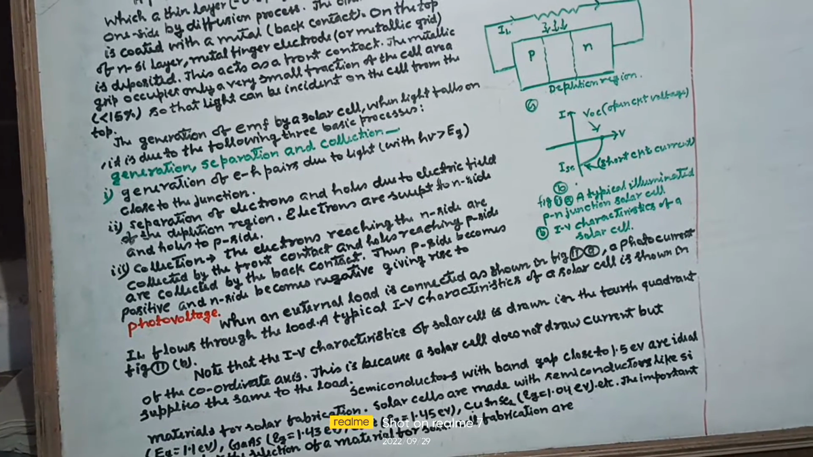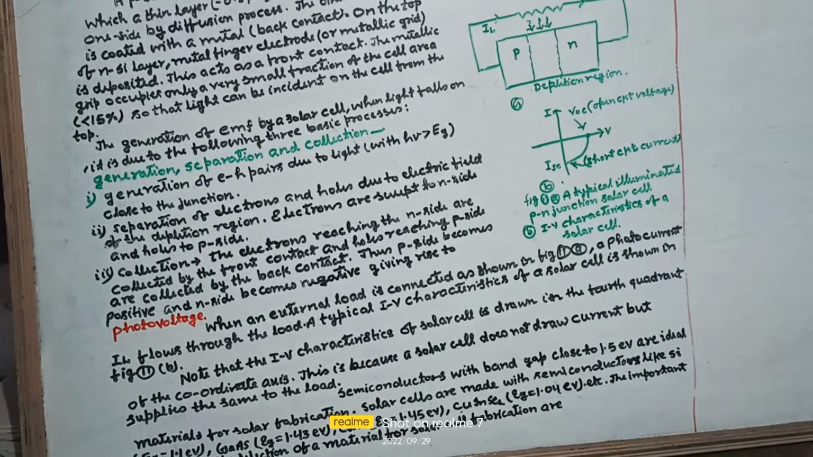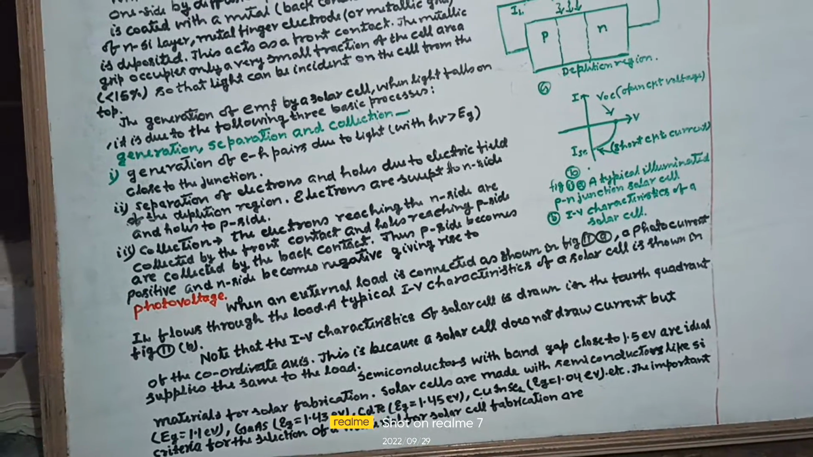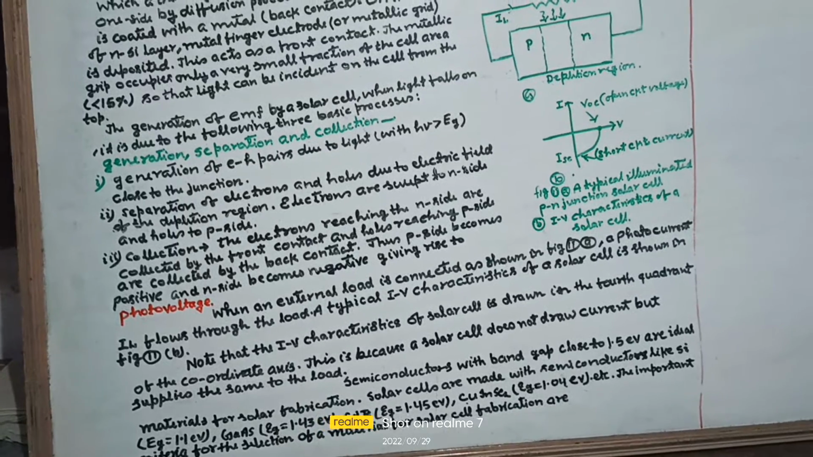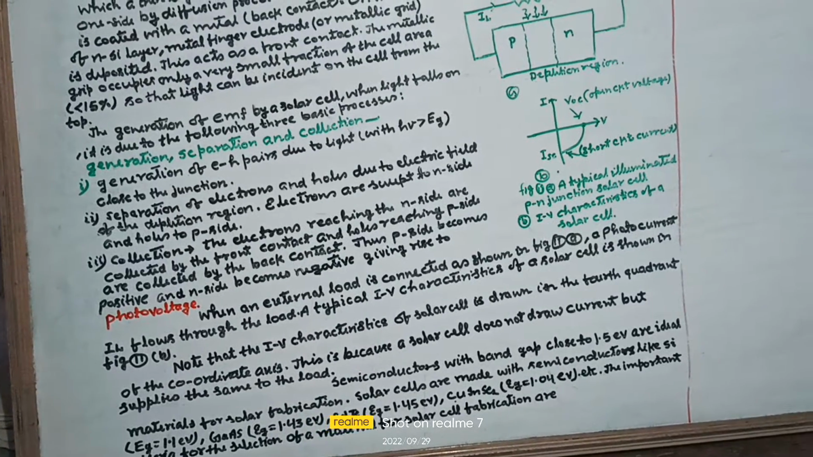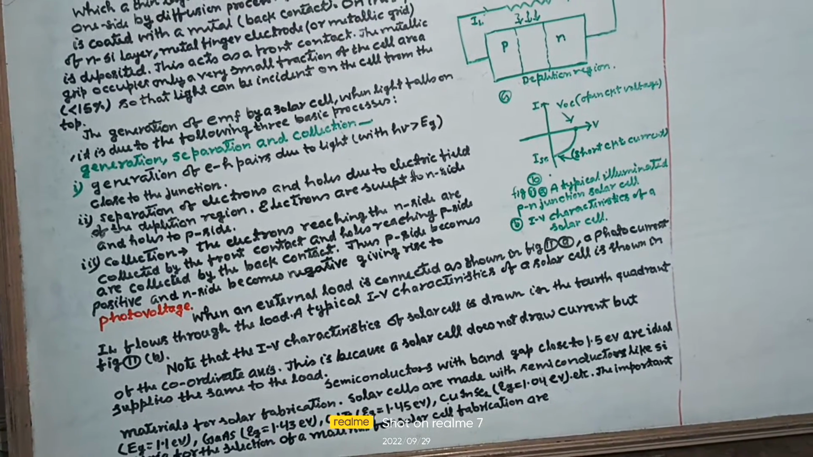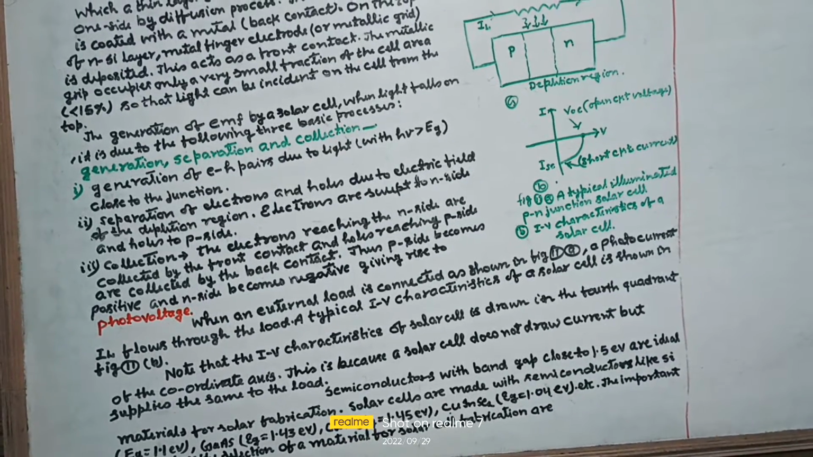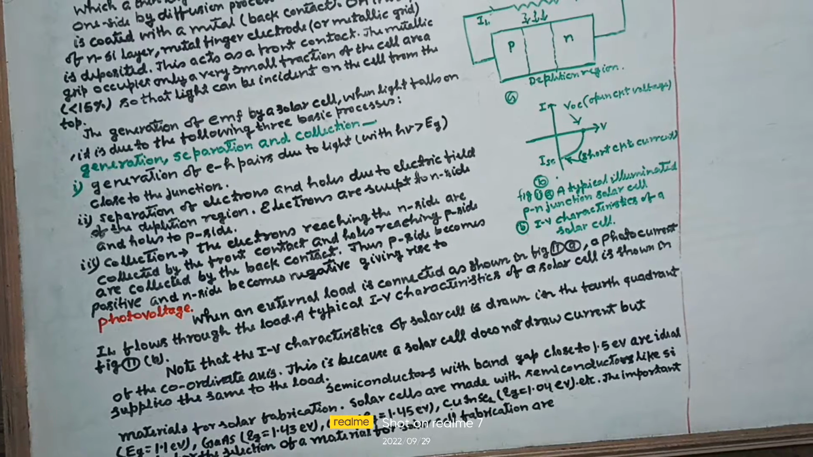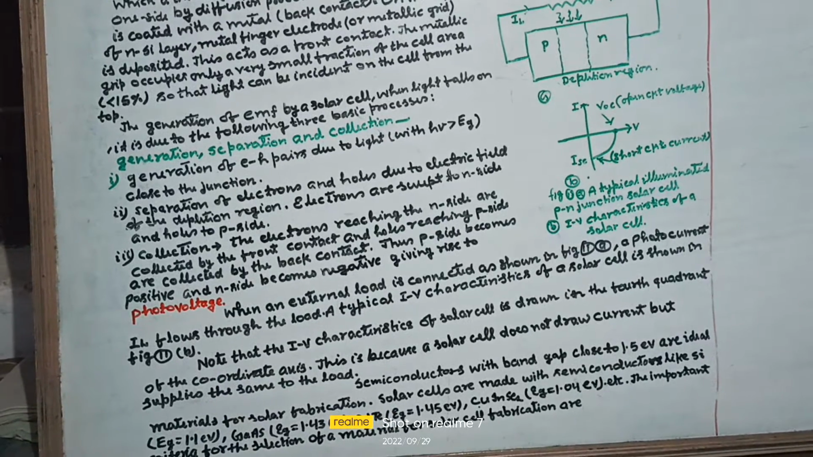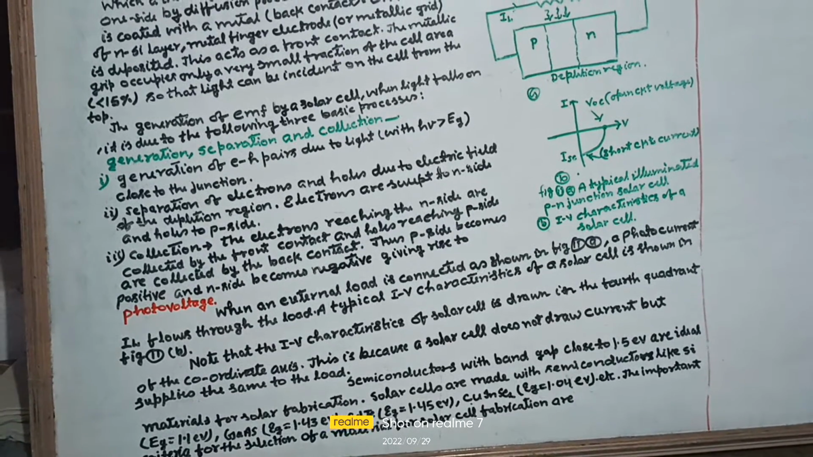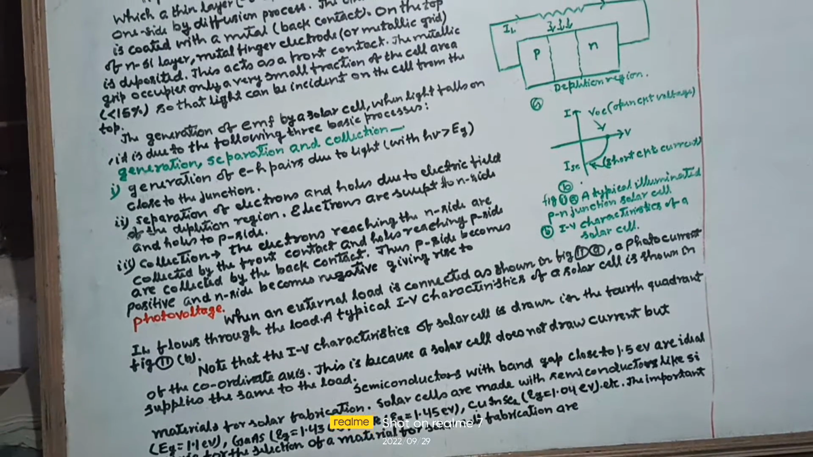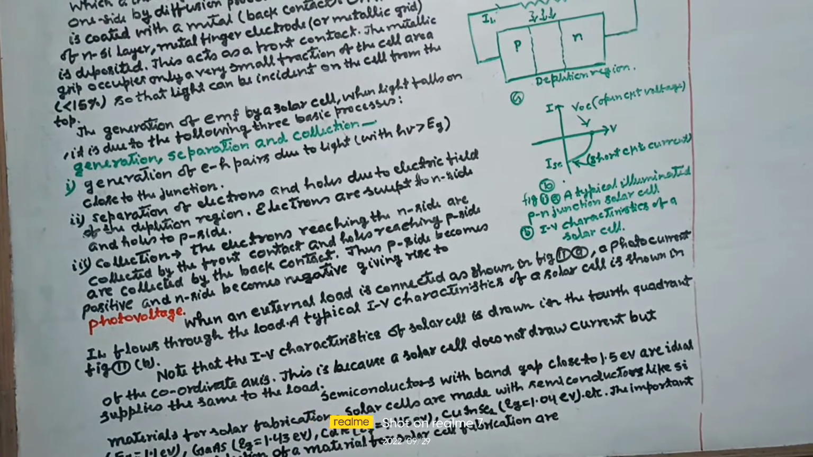When an external load is connected as shown in figure 2, a photocurrent IL flows through the load. A typical IV characteristic of a solar cell is shown in figure 2b. Note that the IV characteristic of a solar cell is drawn in the fourth quadrant of the coordinate axis. This is because a solar cell does not draw current but supplies the same to the load.